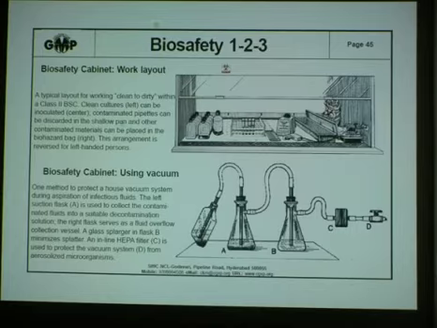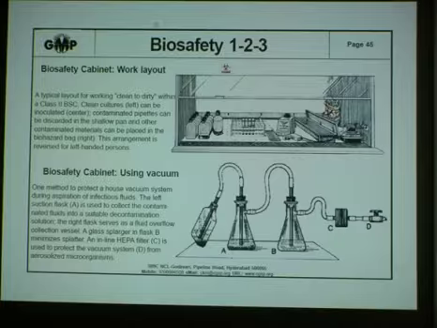Now here are some suggestions for good work layout. A typical layout for working clean to dirty within a class 2 biosafety cabinet: clean cultures on the left can be inoculated at the center. Contaminated pipettes can be discarded in the shallow pan, and other contaminated materials can be placed in the biohazard bag on the right. This arrangement is reversed for left-handed persons.